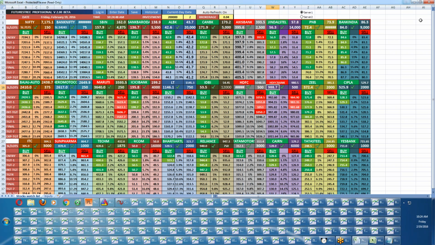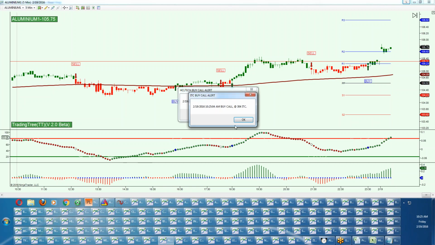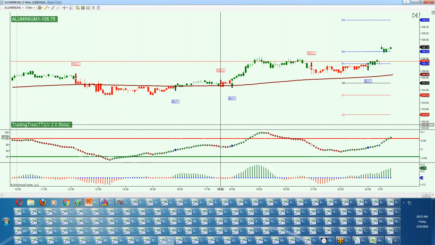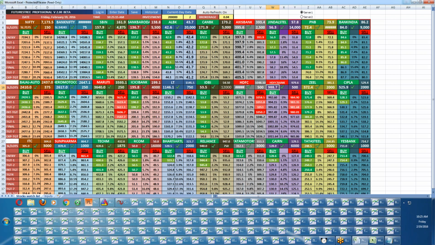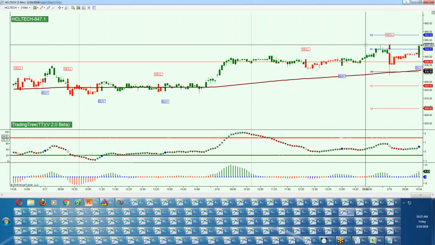In case you have any queries, please type them in the chat box. So aluminium, you can buy above this price, 105.90. We have a buy in ITC and HCL. ITC, your sell call has hit the stop loss. Oh, it's still there. 305 is the stop loss. So the entry for HCL Tech is 847.